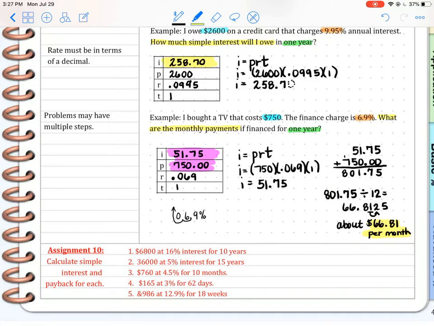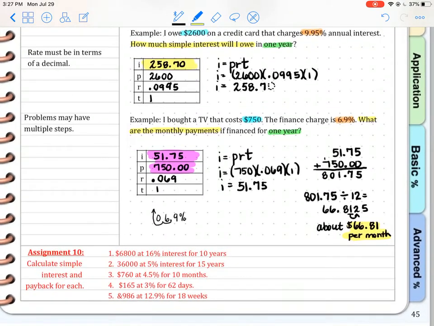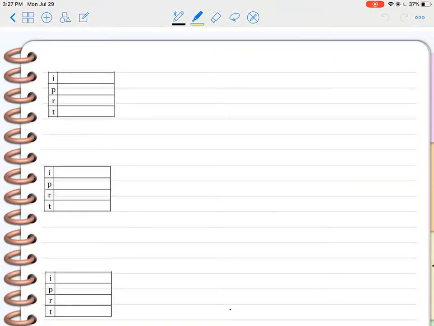We are ready to look at assignment number 10, and I'm on page 46 of our text. Hopefully you have already completed this assignment and are just checking your answers. So I will work these. Remember, we're supposed to find the interest and the payback.